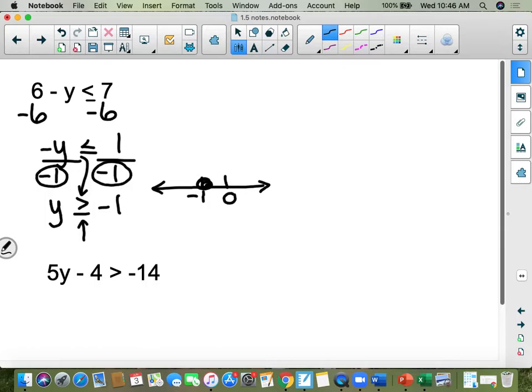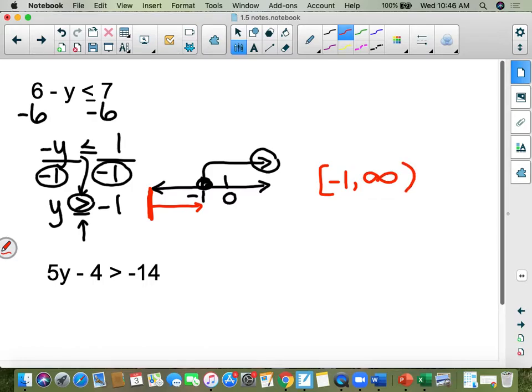And notice which way this arrow is facing. It's facing to the right. That means I need to go to the right. Do you notice that this arrow and this arrow are pointing in the same direction? Last thing I have to do is I always start here. There's nothing shaded until I get to a negative 1. I need to put a bracket there, and the reason why I have to put a bracket is because it's a closed circle. And I'm going all the way to infinity, and infinity always has a parenthesis.